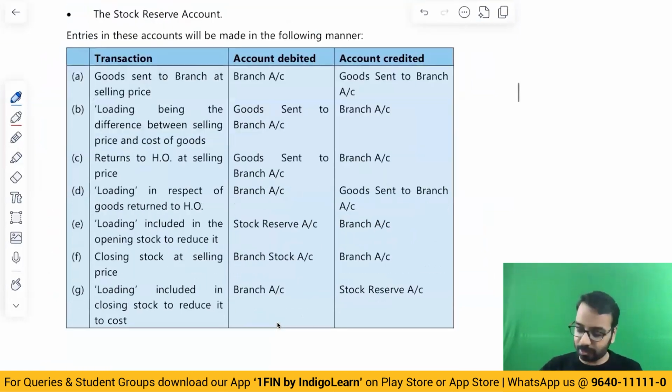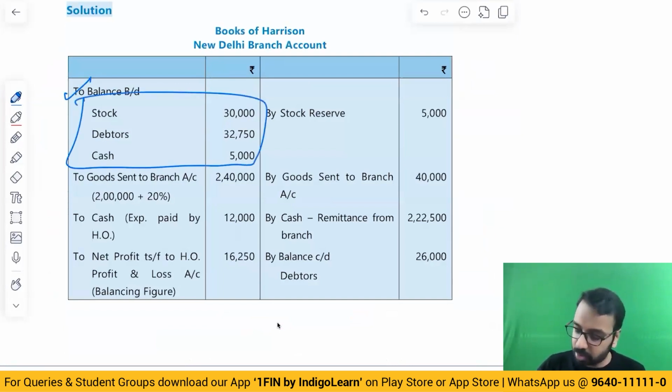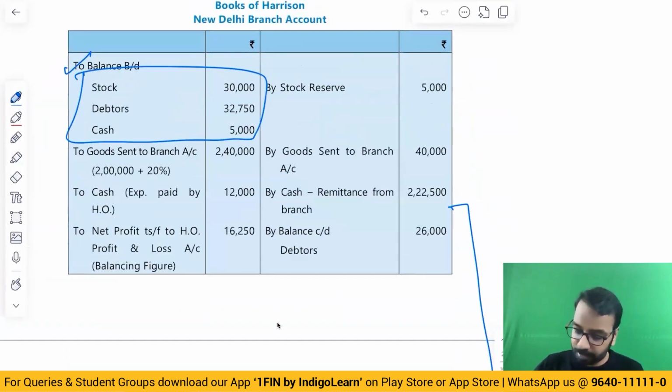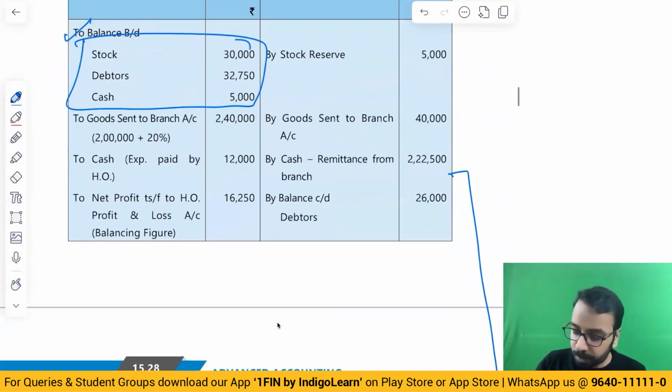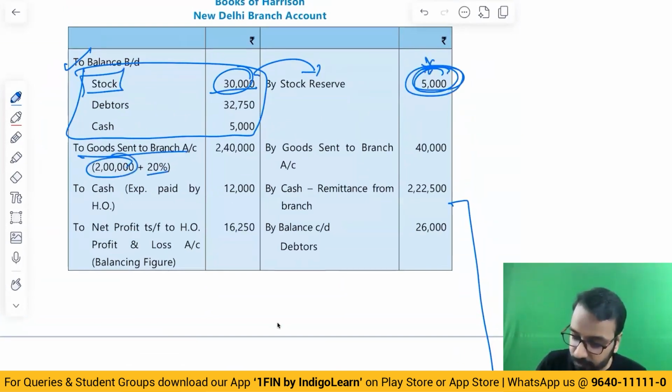And how do you prepare the branch account? In the branch account, you will have opening balances of all the items, closing balances of all the items. Okay, then this opening stock, the reserve for that will be credited there only, meaning to say whatever is your opening stock 30,000, the stock reserve on that will be put on the credit side in the same account. Same way, goods sent to branch account 2 lakhs plus 20%, 2,40,000. The 40,000 of profit is credited to the branch account itself.